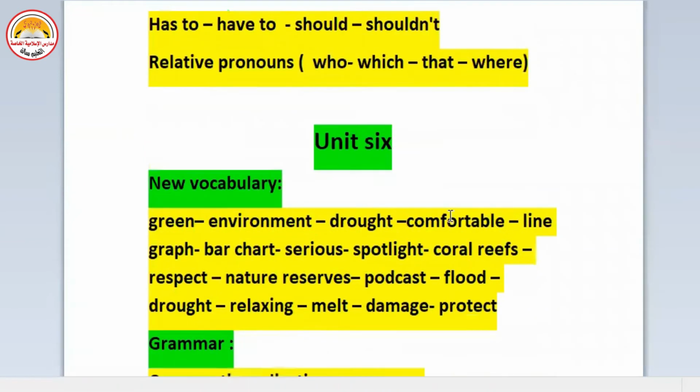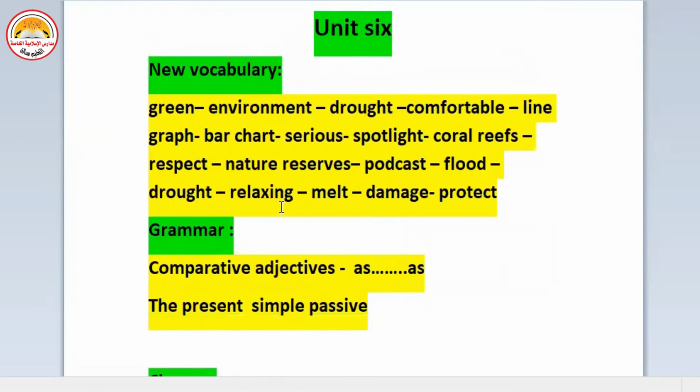Let's turn to Unit 6. In Unit 6, we have main vocabulary such as green, environment, drought, comfortable, line graph, body chart, serious, spotlight, coral reefs, respect, nature reserves, broadcast, flood, drought, relaxing, melt, damage, protect. This is concerning the main vocabulary.